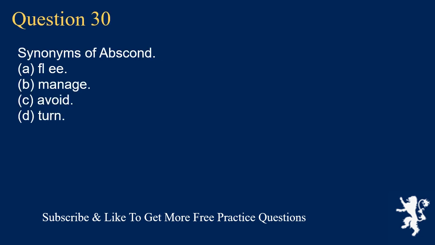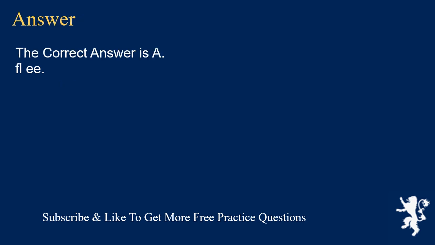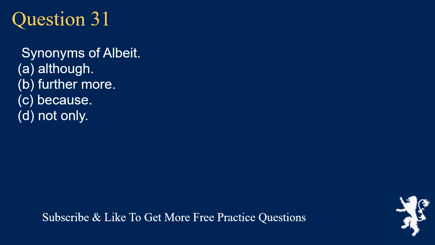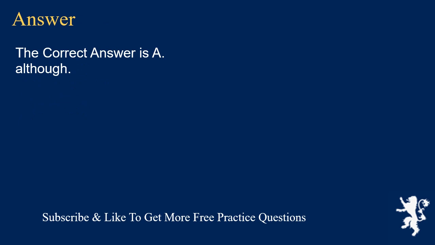Severe. Question 30. Synonyms of abscond. A. Flee. B. Manage. C. Avoid. D. Turn. The correct answer is A. Flee. Question 31. Synonyms of albeit. A. Although. B. Furthermore. C. Because. D. Not only. The correct answer is A.